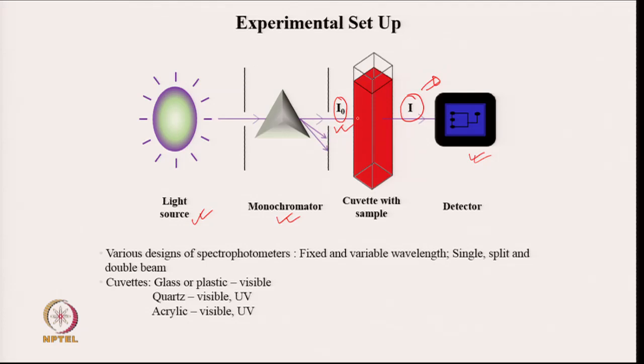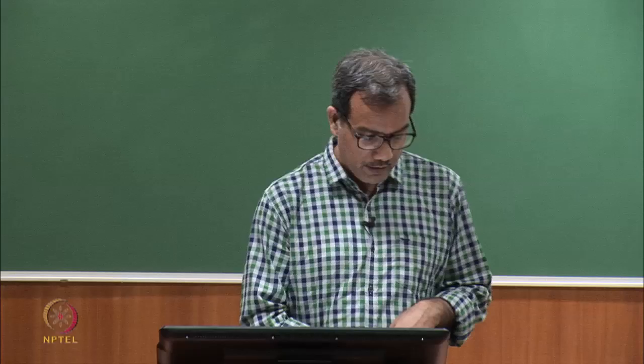There can be various types of spectrophotometers: fixed and variable wavelength, single, split and double beam. Cuvettes are these. You can use glass or plastic cuvettes for the visible region, but not for the UV region. Quartz is needed if you want to measure in UV. You can sometimes use acrylic also if you want to measure in the UV region.